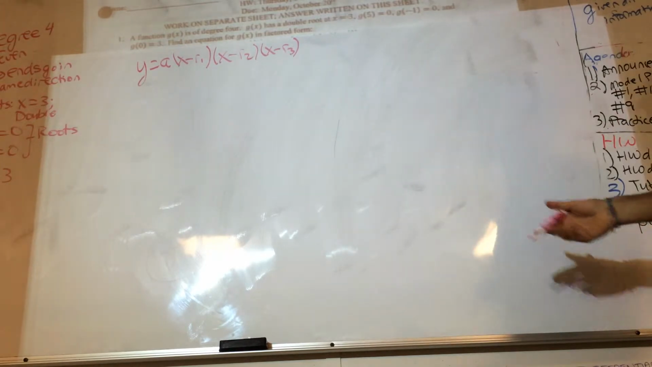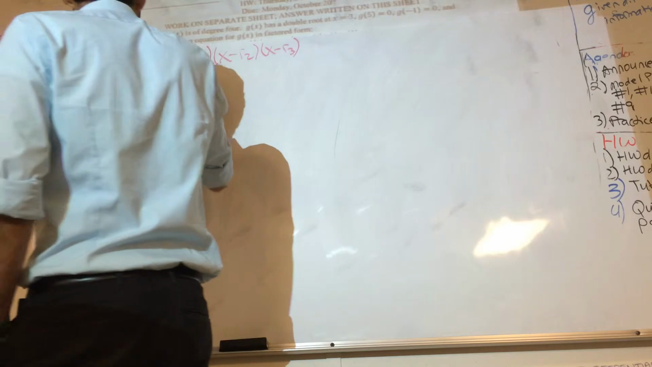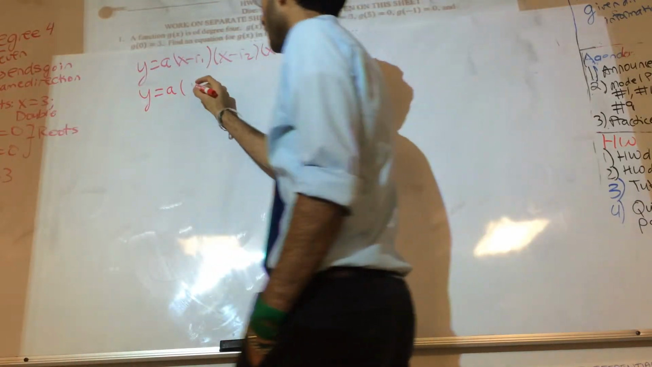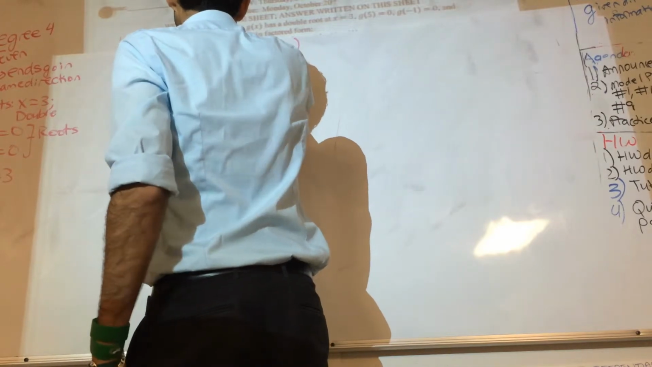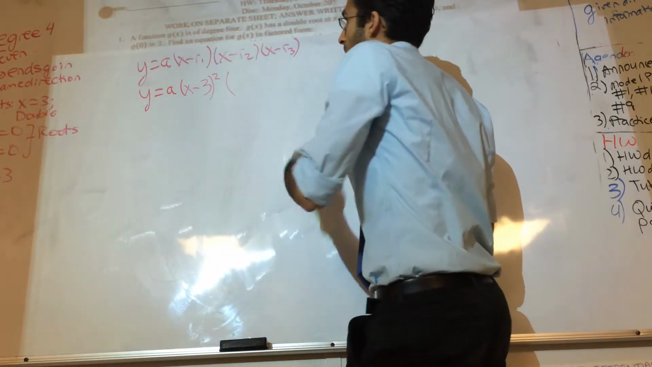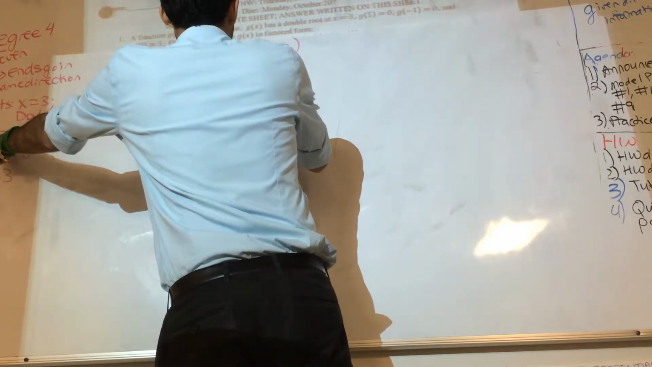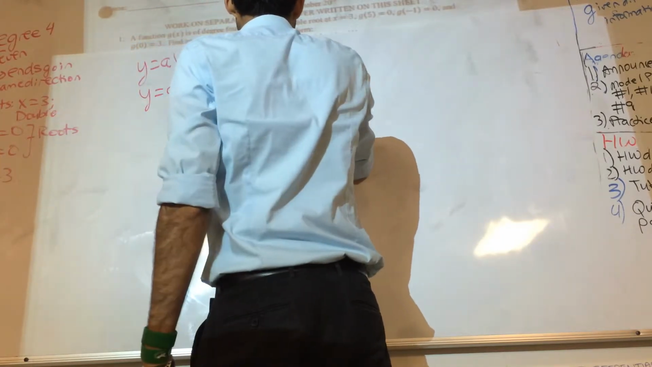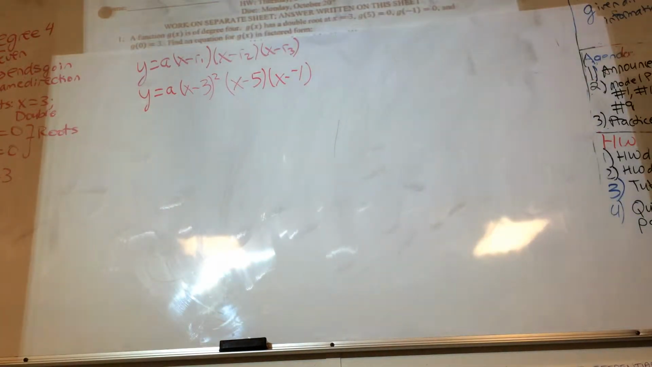So let's see what we can do. Well, let's start filling in what we know. We know that y must equal some a value. I have no idea what a is, but I can start plugging this in. X minus r1 is 3 squared times x minus 5 times x minus -1. That's what I've got so far.